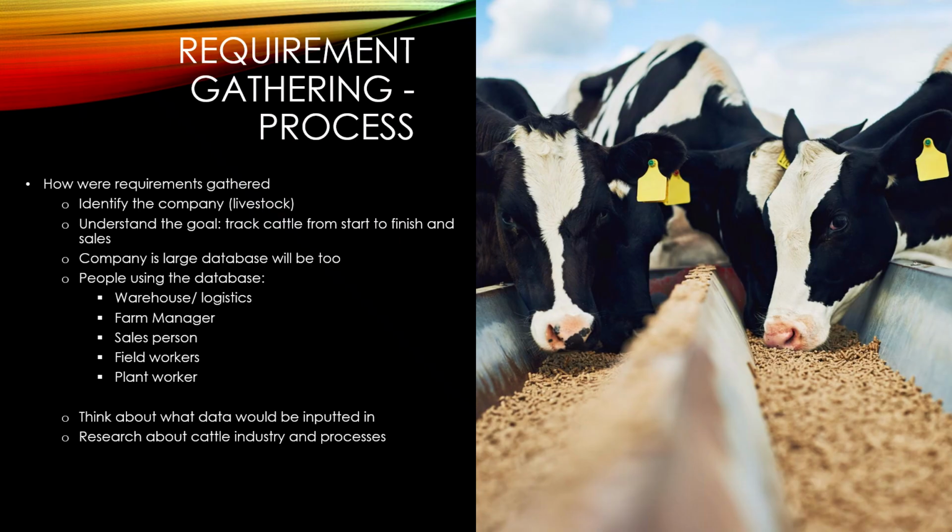For the requirement gathering process, we started by identifying the company context, as in the livestock, and the end goal: track cattle from start to finish and sell. Because the company is large, the database must scale accordingly. We mapped who uses it: warehouse, logistics, farm managers, sales, field and plant workers, and listed what data they input at each step. Finally, we researched industry workflows to keep the model realistic.